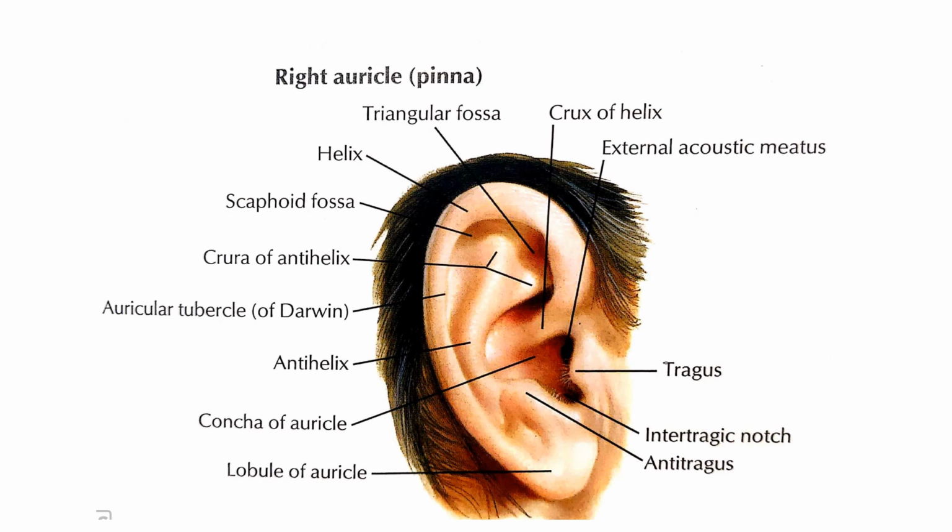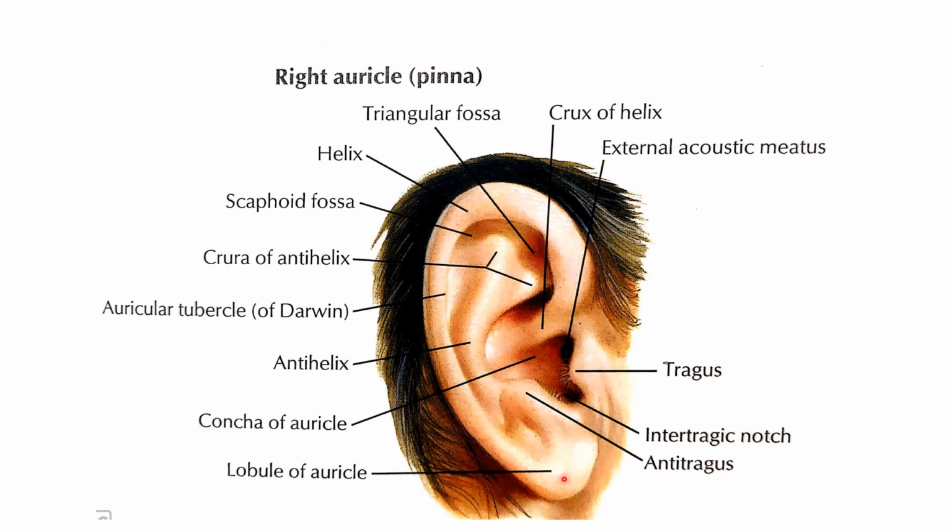It is composed of a skin covered single piece of yellow elastic cartilage which is continuous with the cartilaginous part of the external acoustic meatus. The cartilage is however absent in the lobule of the ear. Here is the lobule, which is made up of fibrofatty tissue. The external acoustic meatus extends inward from the bottom of the auricle up to the tympanic membrane.